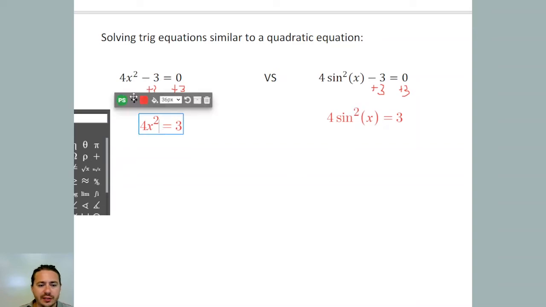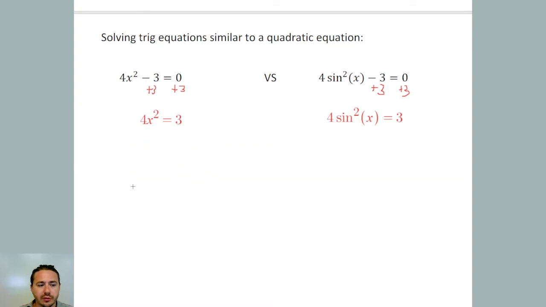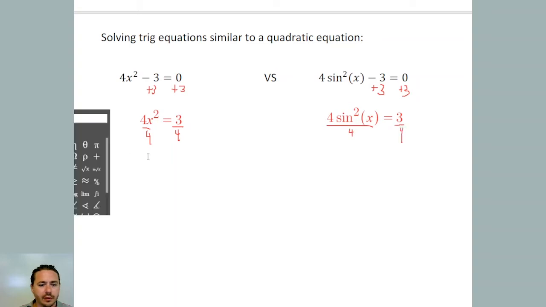Okay, so the next step would be to divide both sides by 4. So I'll go ahead and do that. I'm going to divide both sides by 4 here, and I'm going to end up with 3/4 on the right-hand side. I'll do the same thing over here, just so you can see that the way we're solving this is identical. So here we get x squared equals 3/4. No big deal. Over here we've got sine squared of x equals 3/4.